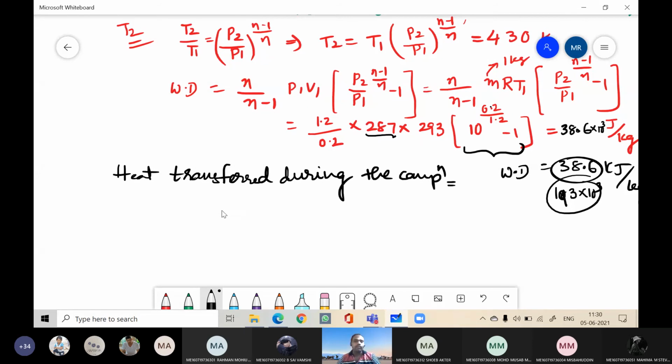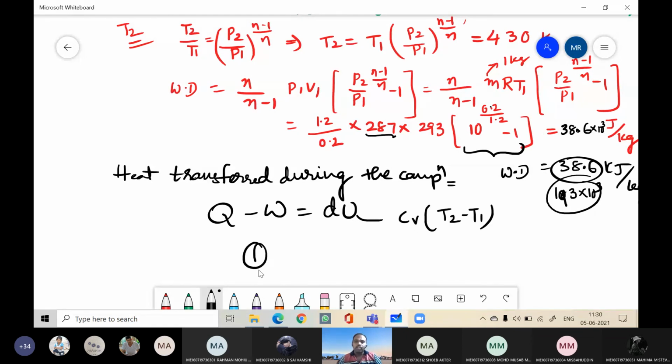So we know that from the first law of thermodynamics, Q minus W is equal to dU. Remember, dQ minus dW equals dU. Yes, right. What is dU? It is internal energy. Internal energy in the constant volume process is CV into T2 minus T1. So Q is equal to W plus dU.